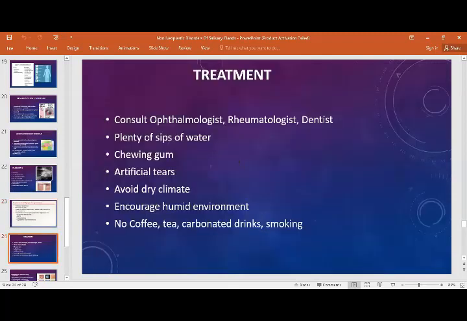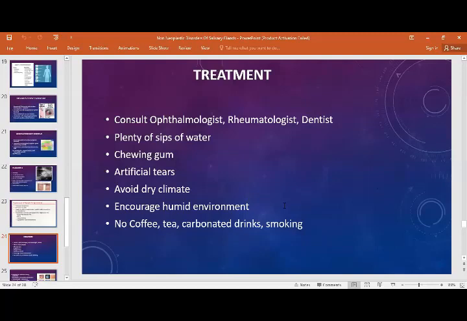For the treatment, again, we need to consult our ophthalmologist for treatment of the eyes, a rheumatologist, and the dentist, because in the case of Sjogren syndrome, with the reduction of saliva, the oral hygiene of the patient is compromised, and later on with the passage of time, there are a lot of problems with our teeth. So we need to see a dentist, and we need to take plenty of water, and we can all take general measures like chewing gum just to enhance our saliva or mucus production.